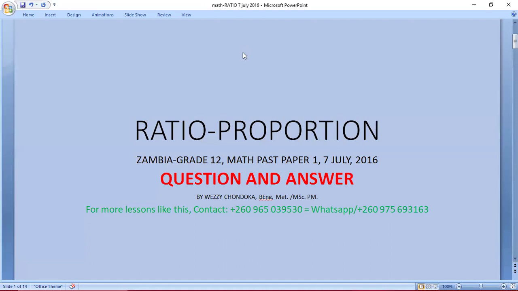Welcome to another lesson in math. We are looking at a question on ratio or proportion, and it comes from a paper that was written on 7th July 2016.